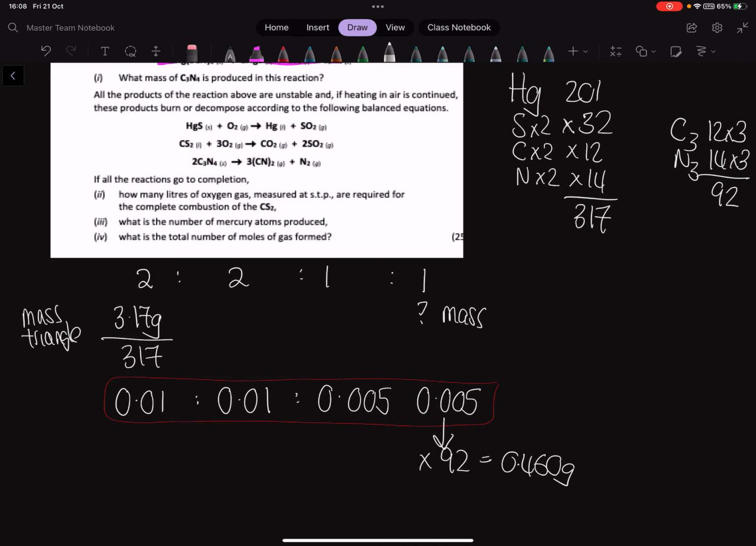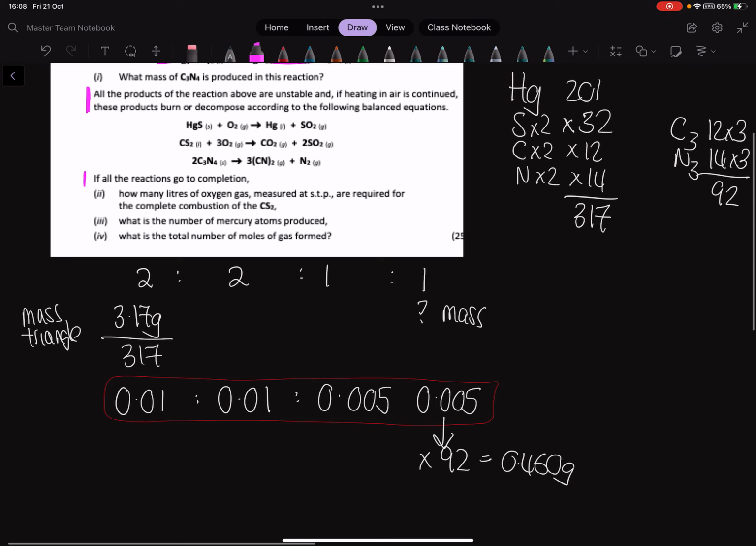So it then says, we're up at this point now, all the products of the reaction above are unstable, and if heating in air is continued, these products burn or decompose according to the following balanced chemical equations. If all the reactions go to completion, we now need to work out some things: how many litres of oxygen gas, what number of mercury atoms, and the total number of moles of gas formed.